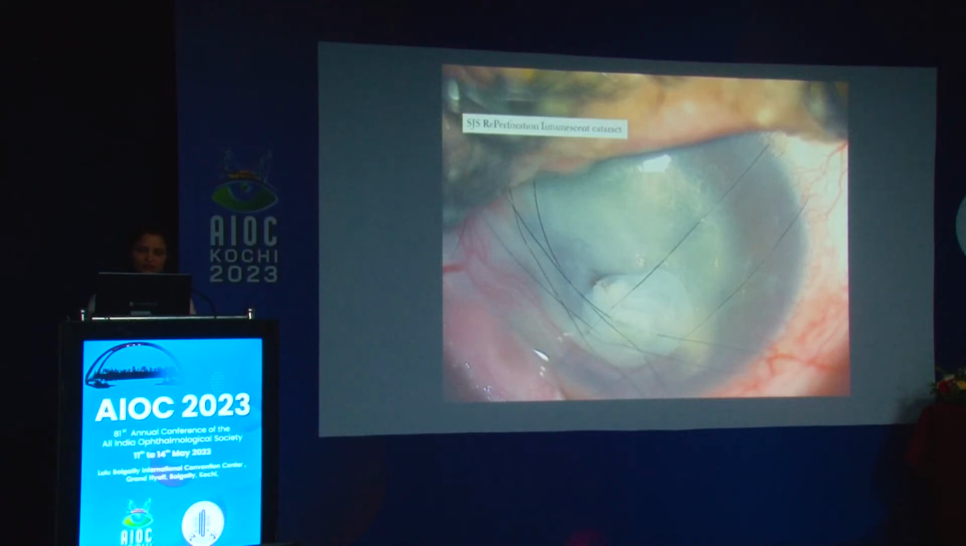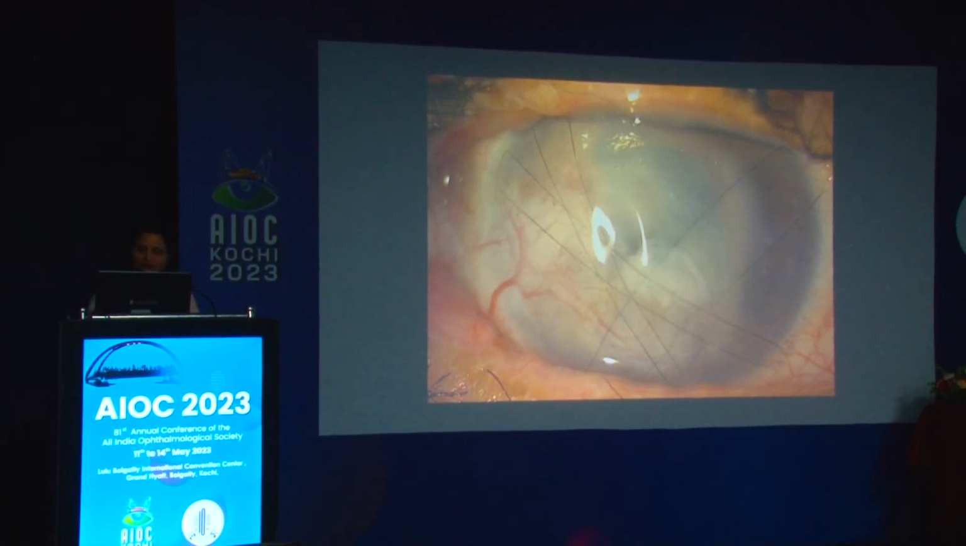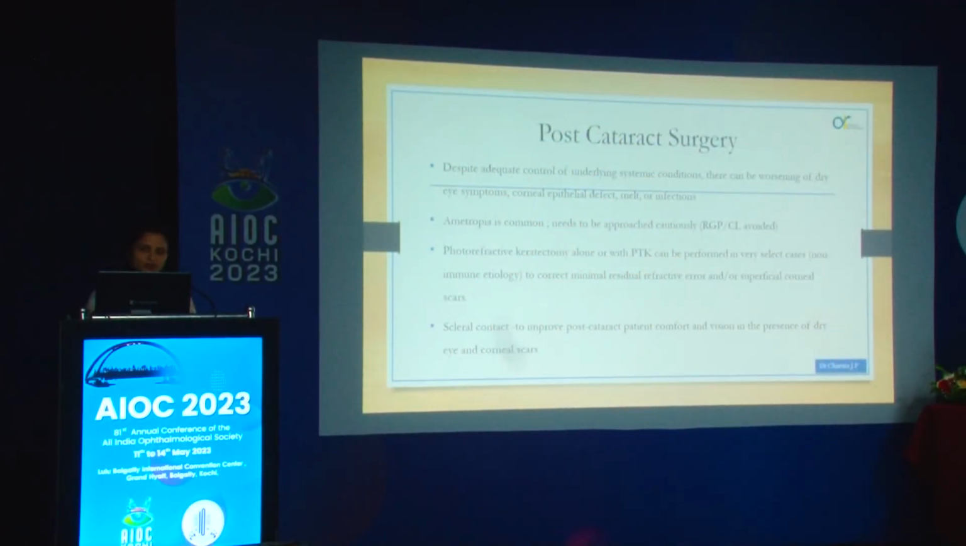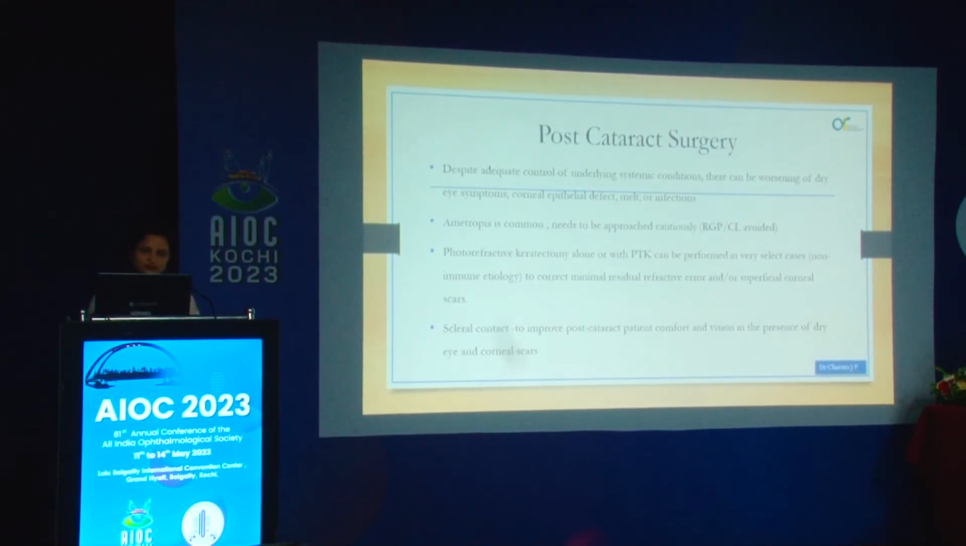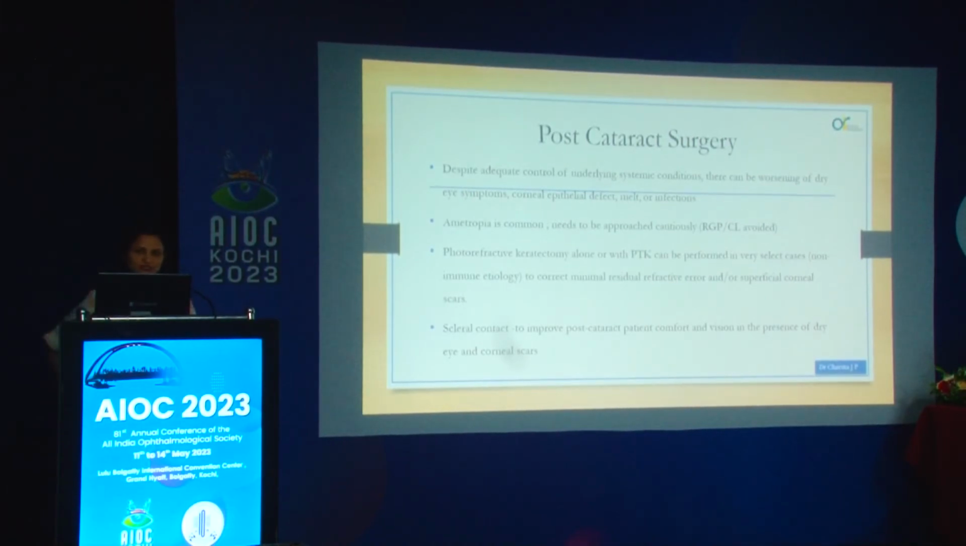This patient continued to perforate until we removed the cataract with the help of phacoaspiration, and then repeated the multi-layered amniotic membrane grafting. Post this, she improved tremendously, and the perforation did not recur. Now, post-operatively, what are the challenges? Despite adequate control of the systemic condition, there can be worsening of the dry eye symptoms themselves.